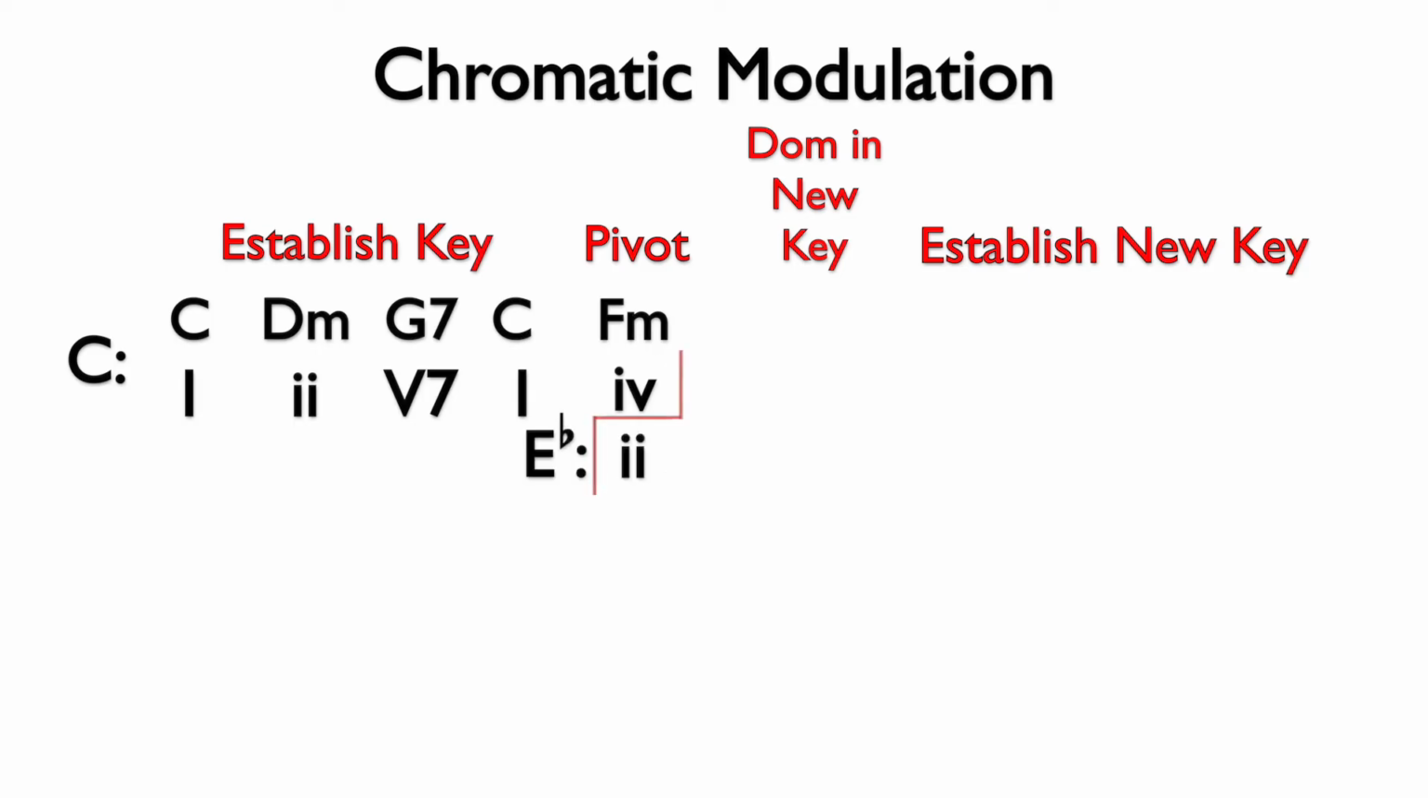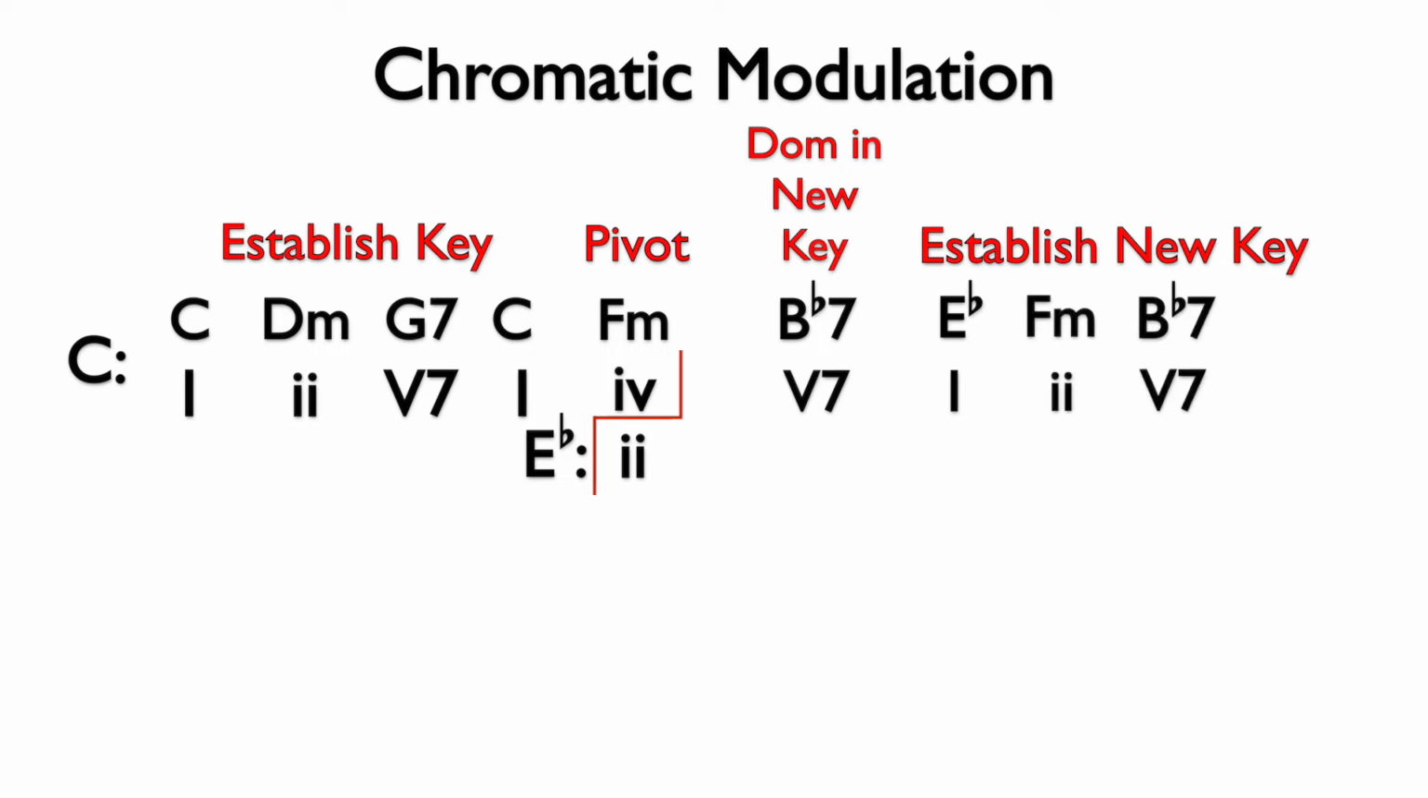We bracket the F minor chord to show that it is a minor 4 in C and a 2 in E flat. Next, we follow with the dominant in E flat. Let's use B flat 7. Then we will establish the key of E flat major. Let's use 1, 2, 5, 7, 1. This is a chromatic modulation because the pivot chord, F minor, is borrowed in one of the keys. Let's hear this progression.